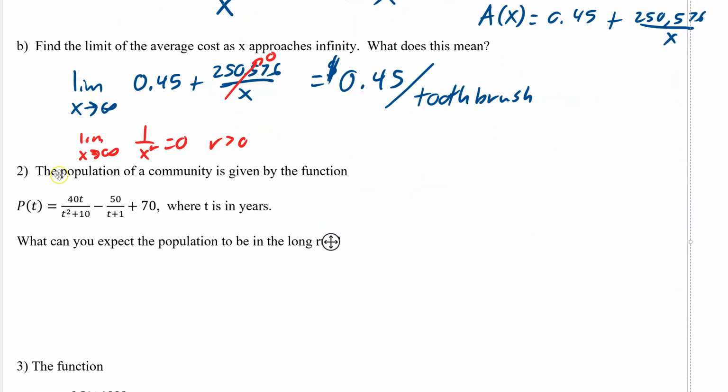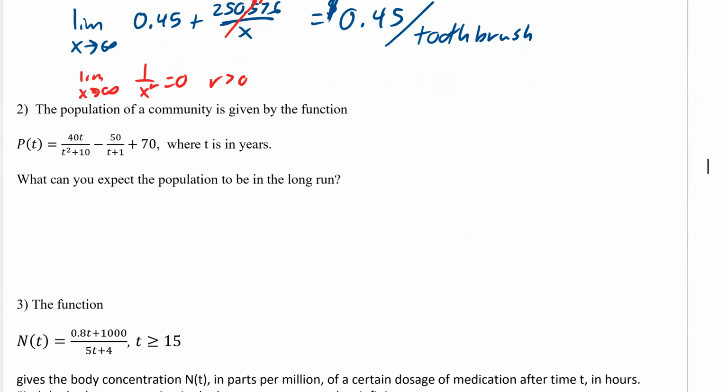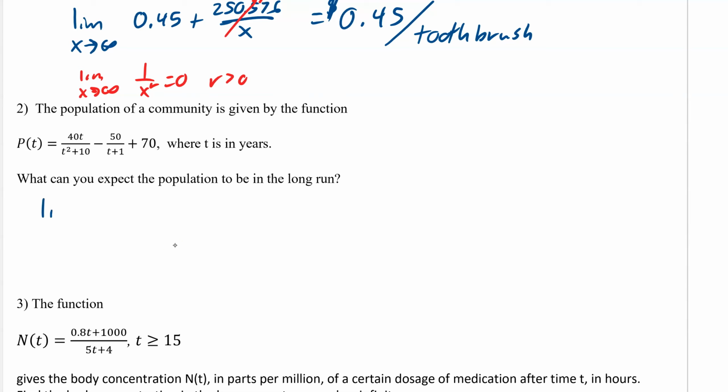All right. Population of a community is given by this function, where t is in years. What can you expect the population to be in the long run? So let's look at our limit. In the long run, all they're saying is as x approaches infinity, that's what we want to look at. Long run, x approaches infinity. And in this case, it's not x, it's t.